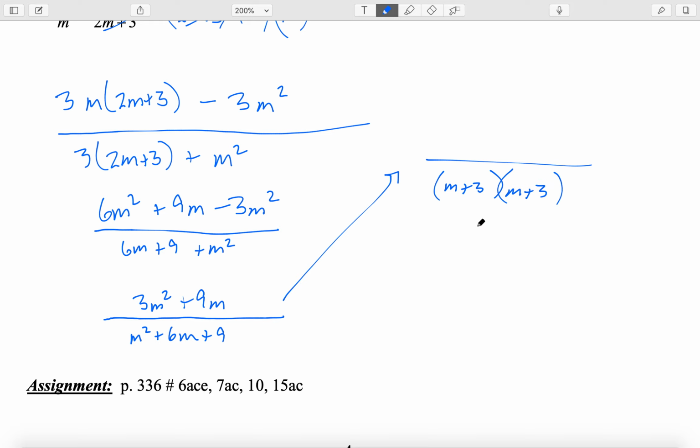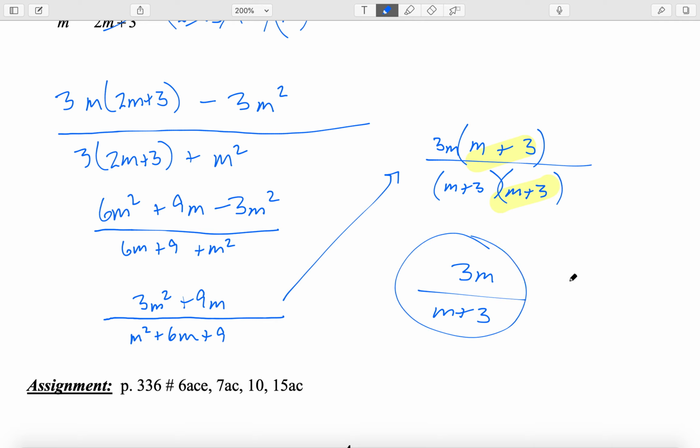The top's not a difference of squares, but I can factor out 3 from both of them, and I can also factor out m. So when I divide out the 3m, I'm left with m plus 3. There it is in that final step. Now this cancels, plus 3, plus 3. So my final answer is 3m over m plus 3. Yay, that's completely simplified.